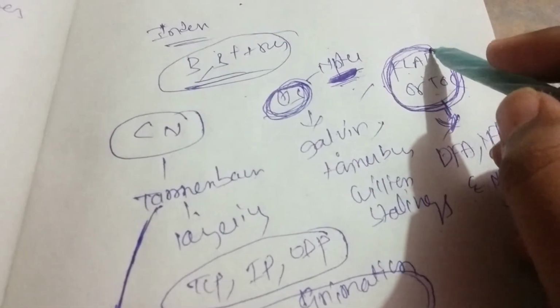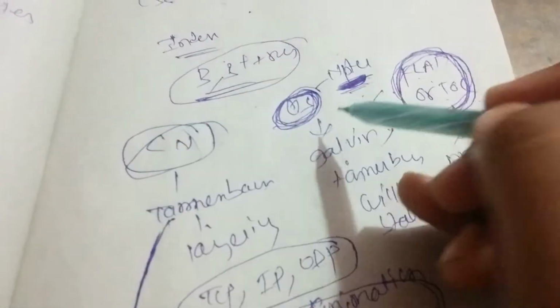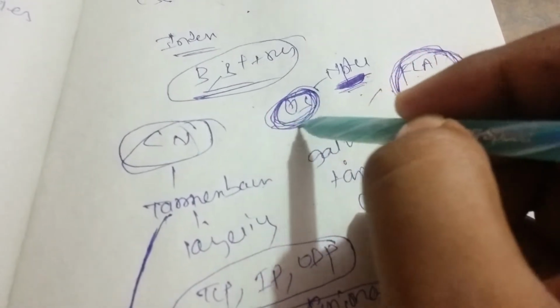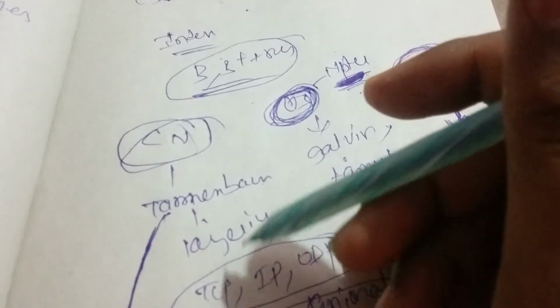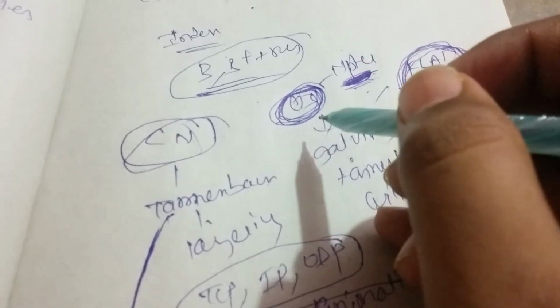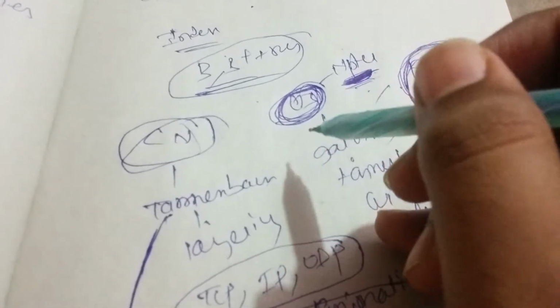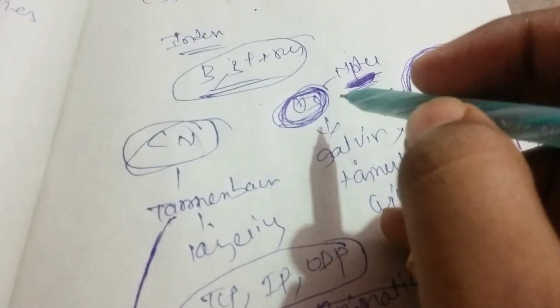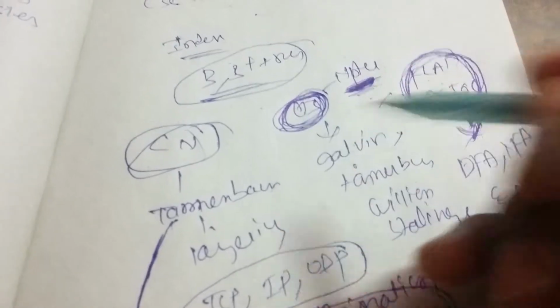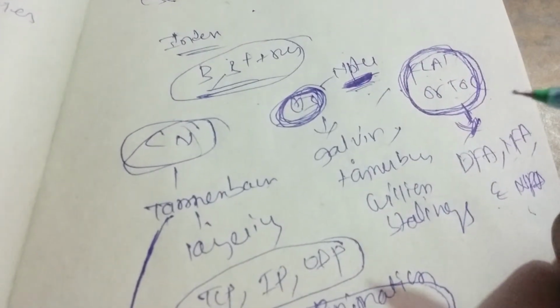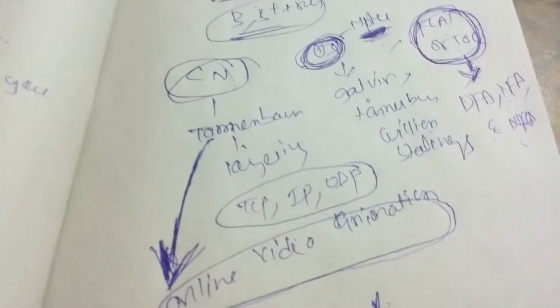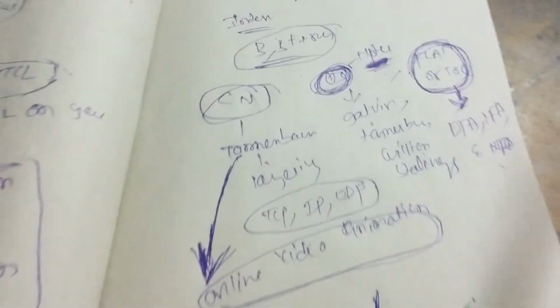But most important in interviews, product based mostly, are computer networks, operating systems, and C++, Java, DS, data structures, DBMS, design and analysis of algorithms. That plays a major role in it. FLAT, TOC.